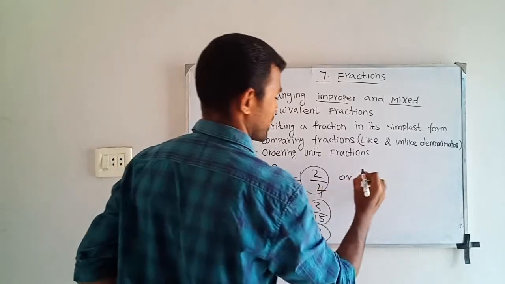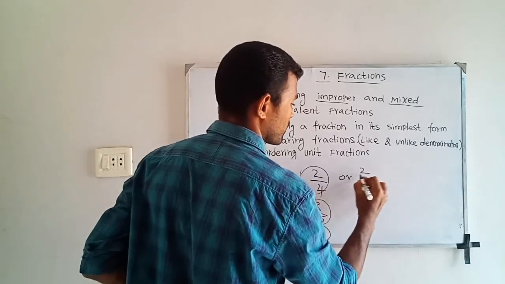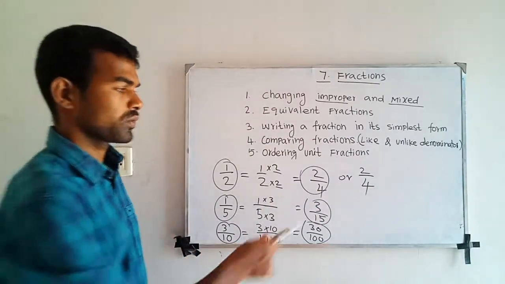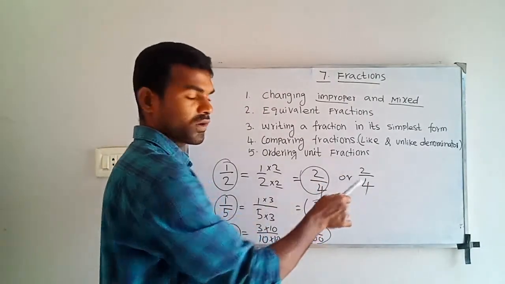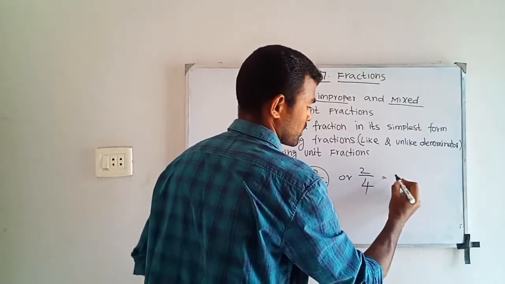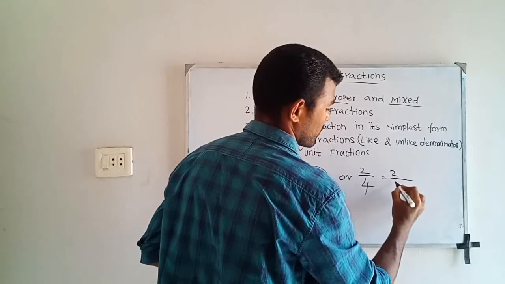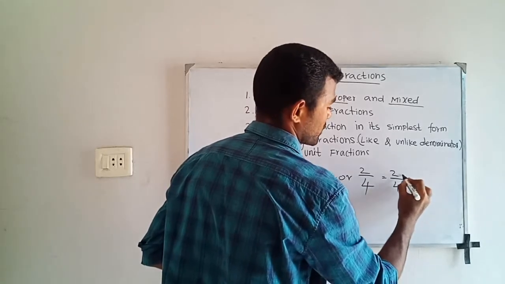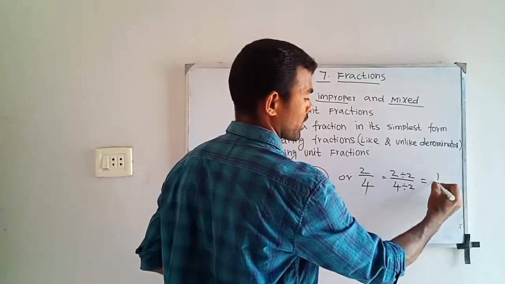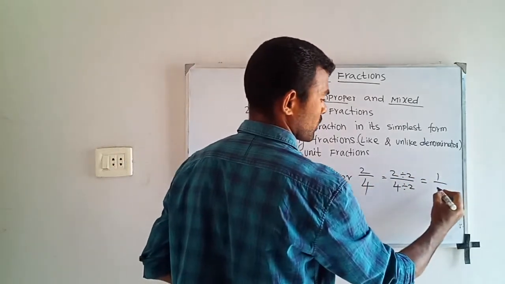Now let us see one more method. See the number, take the number 2 by 4. Yes. Now divide this number by 2. Divide this 2 and 4 by 2. Both numbers divided by 2. How much are you getting? 2 divided by 2, 1. 4 divided by 2, 2.